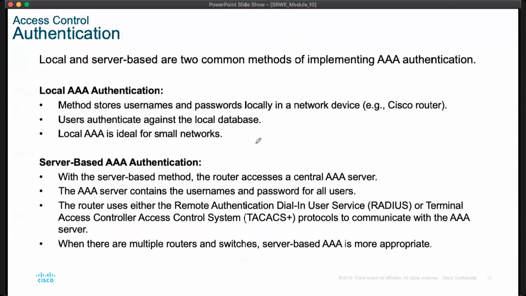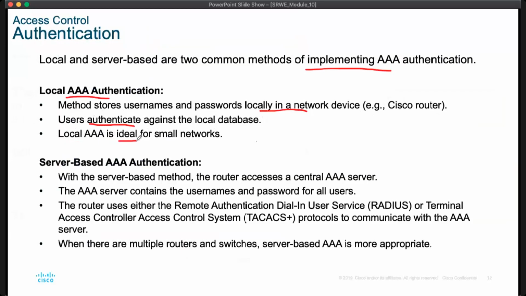So, authentication. Local and server-based are two common methods of implementing AAA authentication. Local AAA authentication stores usernames and passwords locally in a network device, for example in a Cisco router. So users authenticate against the local database. Local AAA is ideal for small networks.